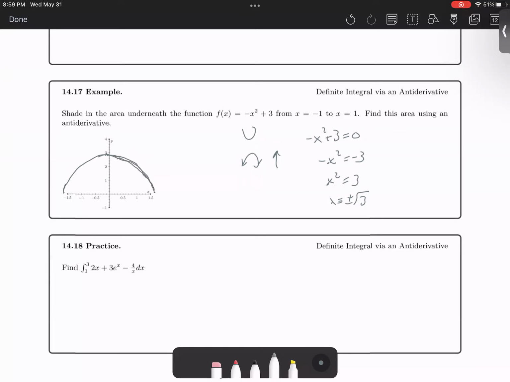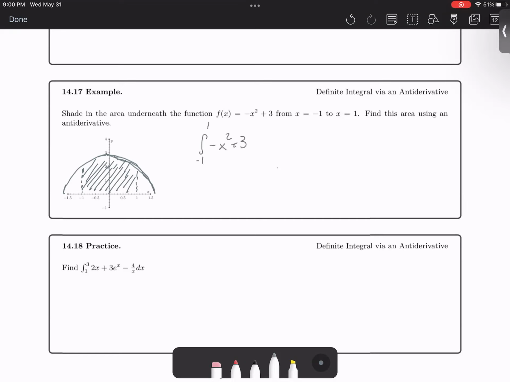Okay, that's supposed to be an even function. It's supposed to be symmetric over the y-axis. All right, and I want to find the area underneath this function as I travel from -1 to 1. So I'm looking for that area there. So that means I want to integrate from -1 to 1 minus x squared plus 3.